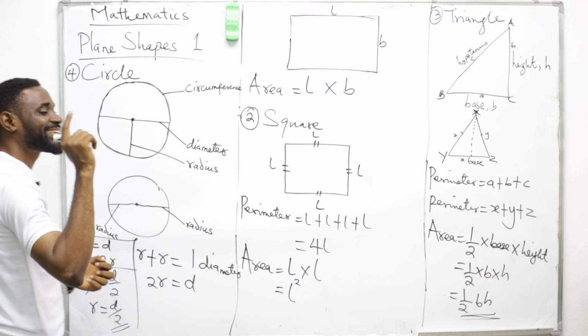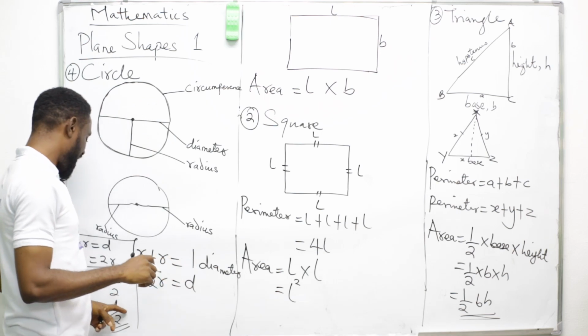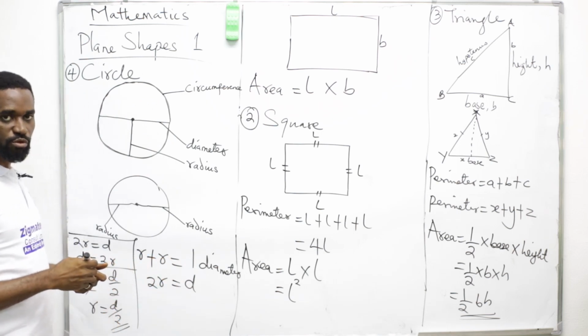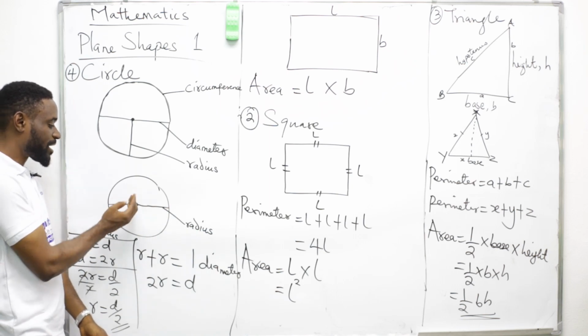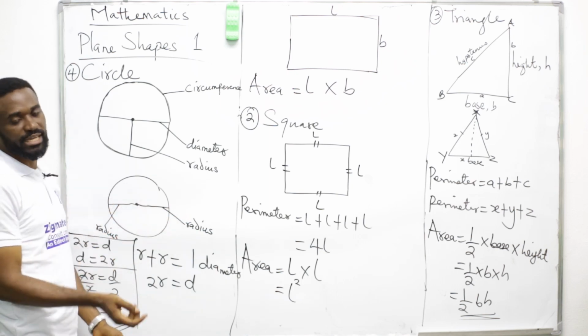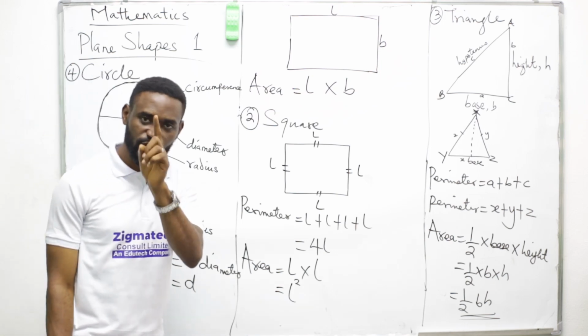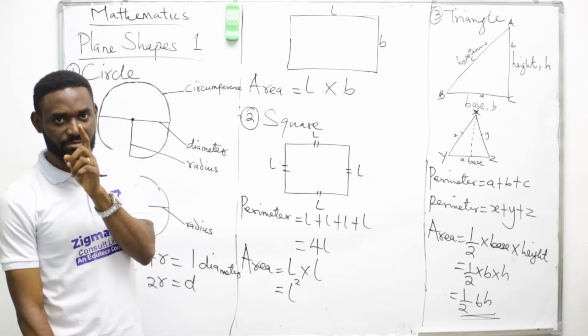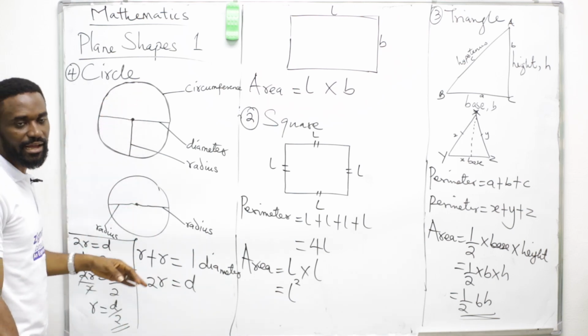It means one radius will give us diameter over 2. Do you understand me now? That's if this is diameter, to get one is to remove this so that one radius will be there. That's what we just did now. So when you divide a diameter by 2, it gives us a radius. Do you understand me? Okay, so that is what I was just trying to make you understand here.